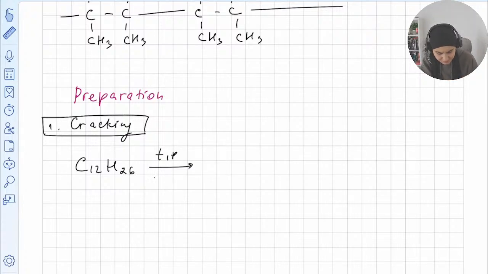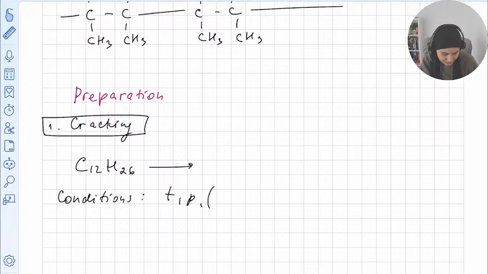So I'll just put the conditions. Temperature, pressure, maybe catalyst. Yeah, you would form a shorter alkane and alkene, and that's a random process. So if you want to synthesize a specific alkene, that's not the best way to do it. Yeah, you need to have something more precise. But in general, you could just make any alkene with cracking.